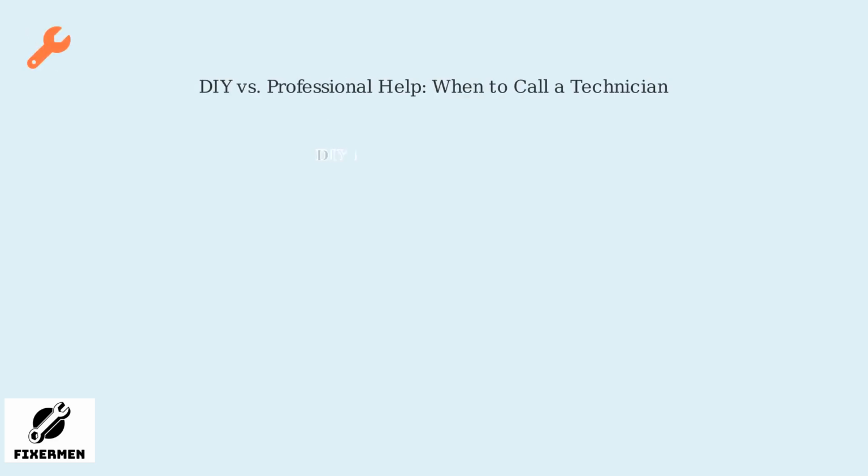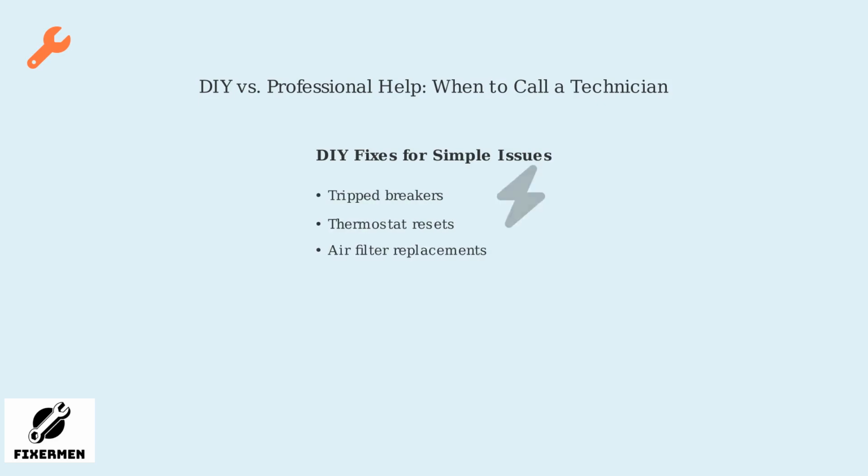Many Rheem AC issues after a power outage can be fixed with simple DIY steps. Tripped breakers often just need resetting by flipping the switch from trip to on position. Thermostat problems can usually be resolved by cycling power or checking settings and cleaning contacts. Air filters should be replaced regularly, but after an outage, ensure they're clean and properly seated.